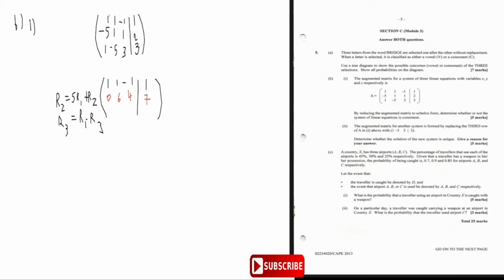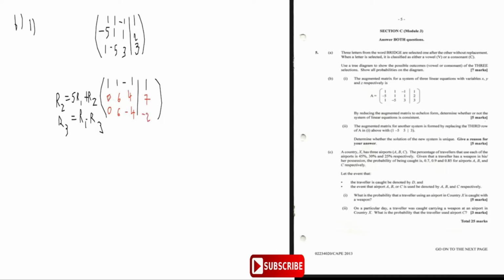Then row 1 minus row 3, 1 minus 1 is 0. Then 1 minus minus 5 is 6. Then minus 1 minus 3 is minus 4. And then 1 minus 3 is minus 2. So that's what we get right here.